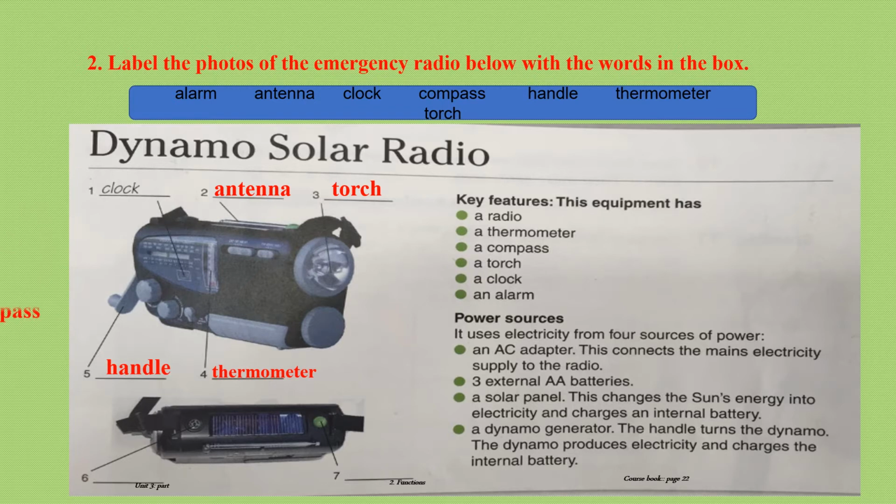6, compass, البوصلة. And finally 7, this is the alarm. Okay, now let's read what is written on the right.